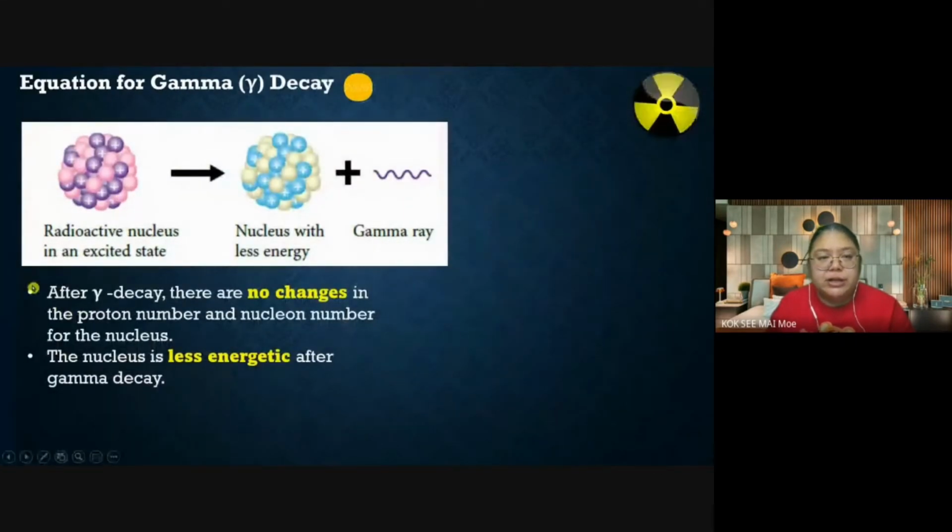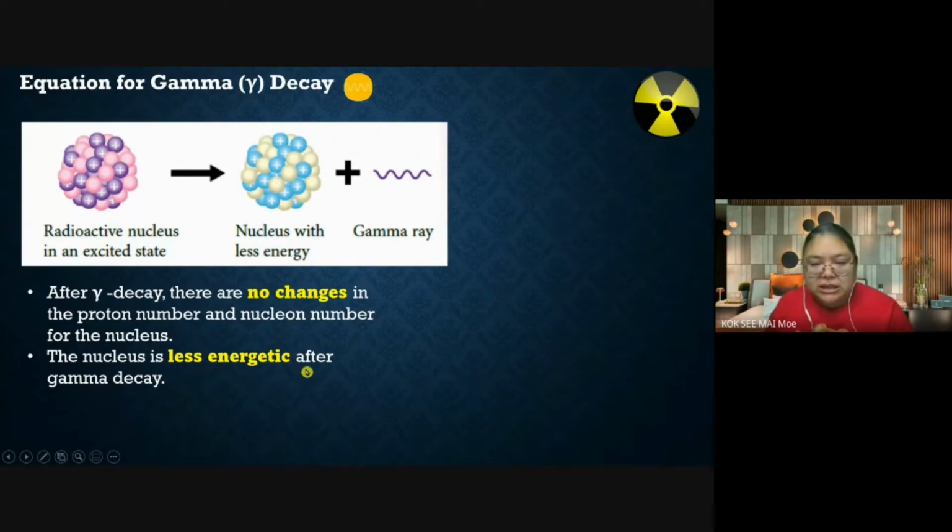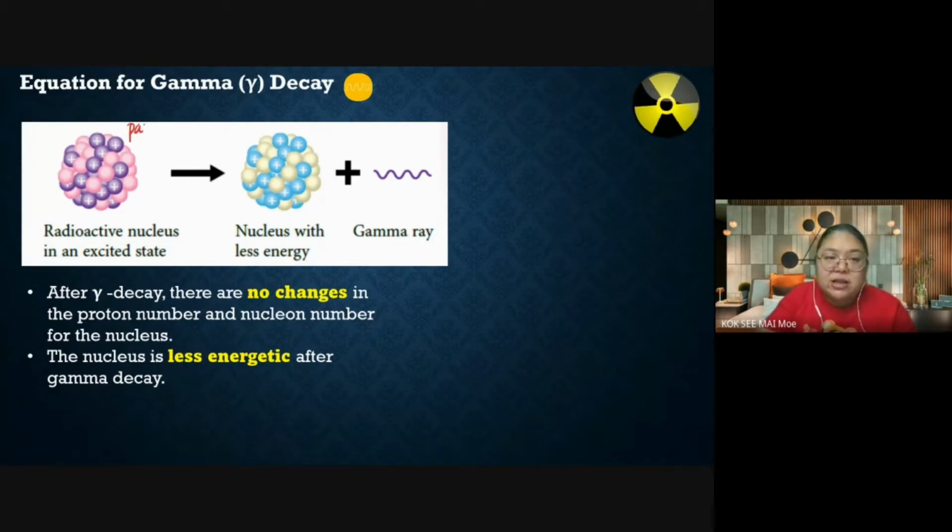Okay, we write the equation. First, the radioactive nucleus is in an excited state, a nucleus with more energy. From here you see after gamma decay, there are no changes in the proton number and neutron number. The nucleus is less energetic after the gamma. So that means this parent is very energetic, and after becoming the daughter it has lost the energy, so the daughter has less energy.